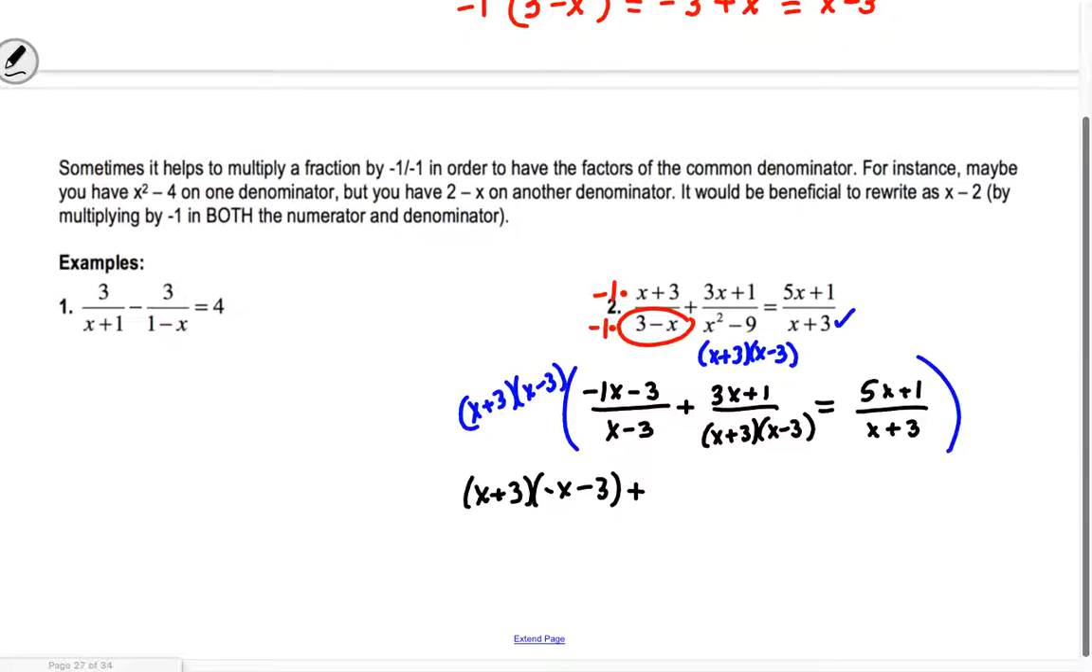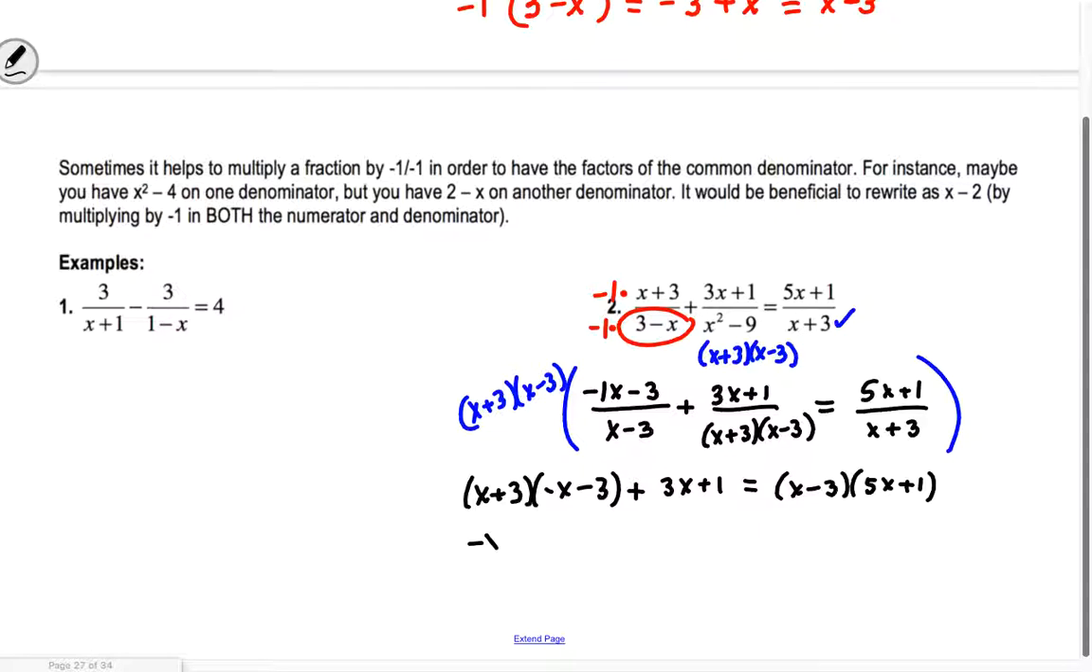And then on the next one, luckily both those denominators cancel. So we're left with 3x plus 1. And then on the last one, the x plus 3's are going to cancel, and then I'm left with x minus 3 times 5x plus 1. So if you can do this, you can do anything on your homework, I promise.